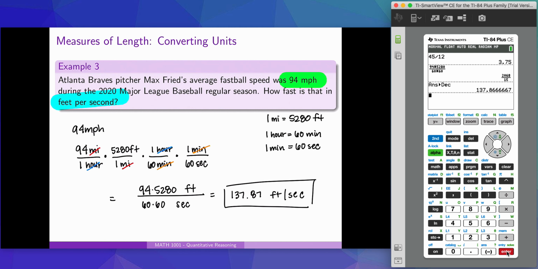So that's how we handle the conversions. If we have a rate, we started something like miles per hour. We do the same thing, it's just we have to cancel out the miles, and then we have to cancel out the hours to get to seconds.